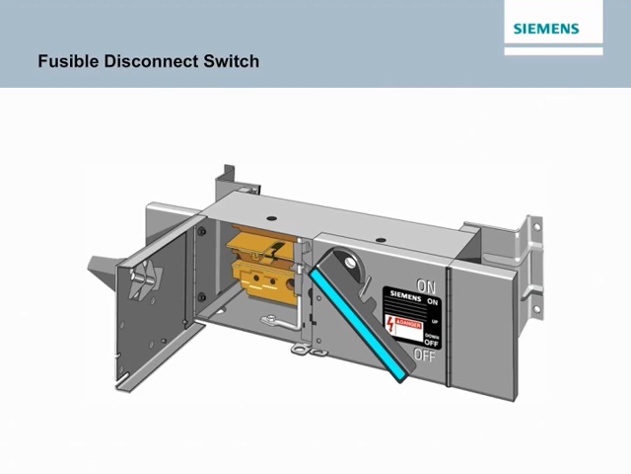A fusible disconnect switch is one type of device used in panel boards to provide overcurrent protection and a manual means of controlling power distribution. Fuses located in the switch are selected to handle the specified levels of current and voltage and to provide the appropriate interrupting rating.